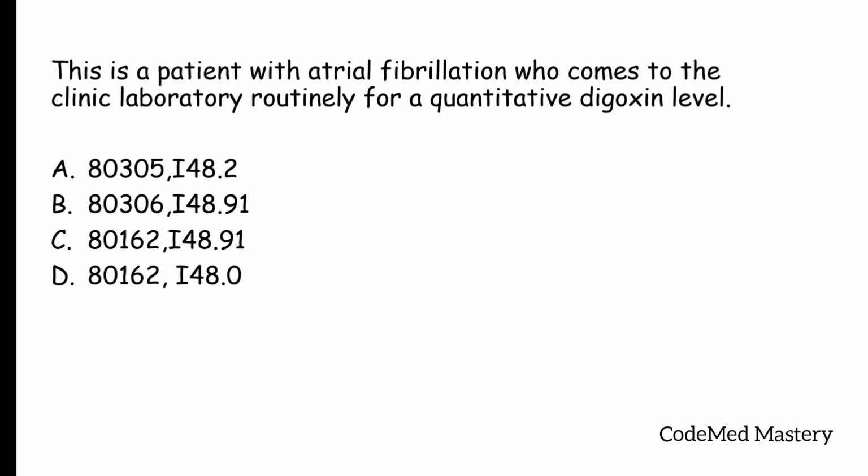Next question. This is a patient with atrial fibrillation who comes to the clinic laboratory routinely for a quantitative digoxin level. In the options, they have given CPT codes as well as ICD codes. So let us check the CPT codes. Check option A, first code 80305.